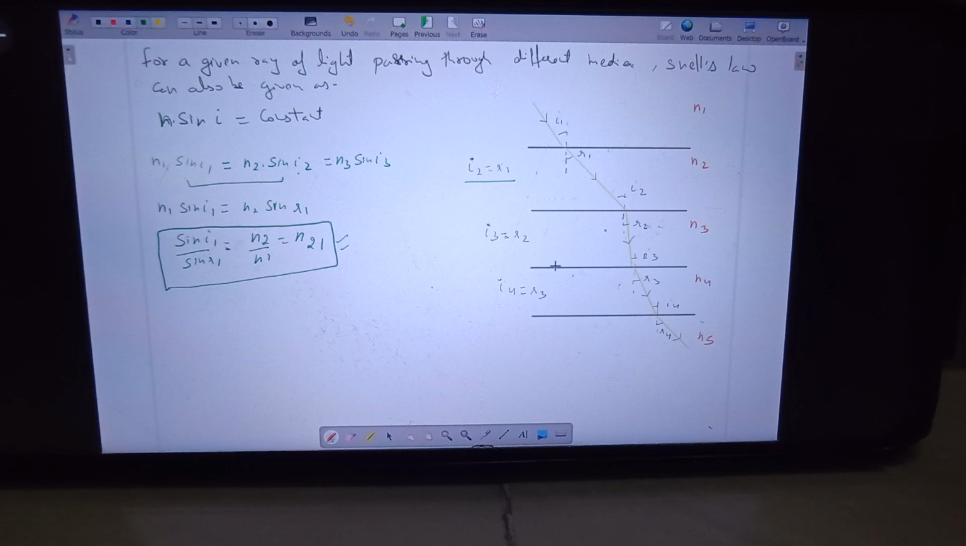And from the figure, which medium will be the rarest one? Medium 2, ma'am. Medium 2. And which is densest? Medium 3.